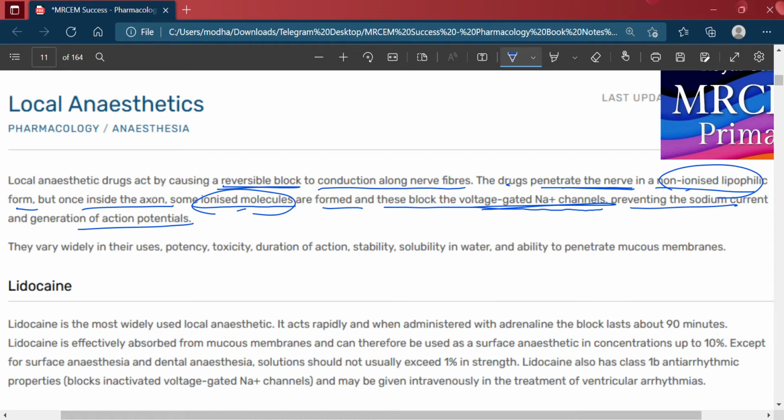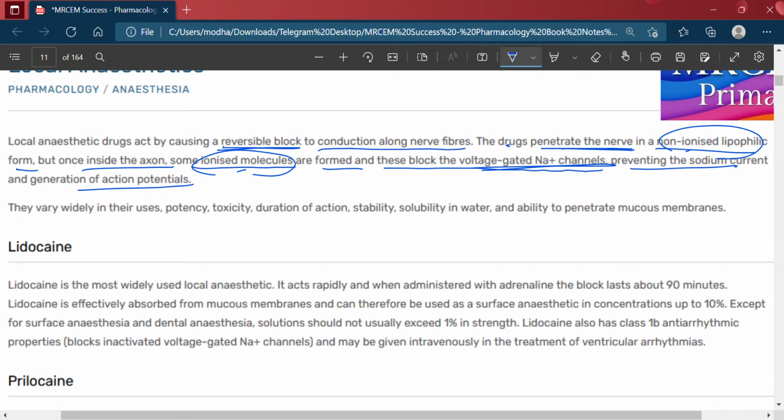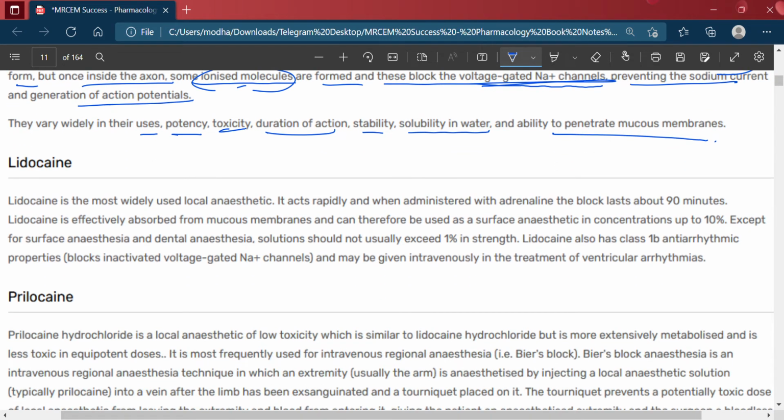So it prevents the sodium current and generation of the action potential. They vary widely in their use, potency, toxicity, duration of action, stability, solubility in water, and ability to penetrate mucous membrane. First we will see lidocaine.